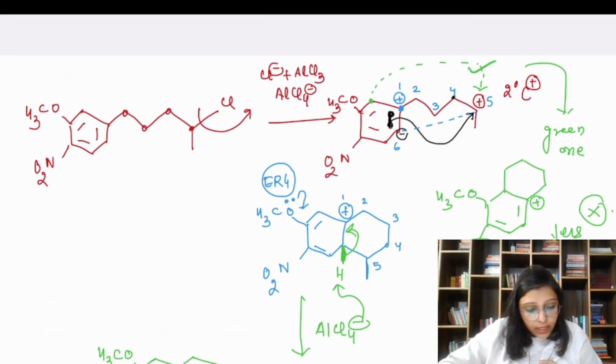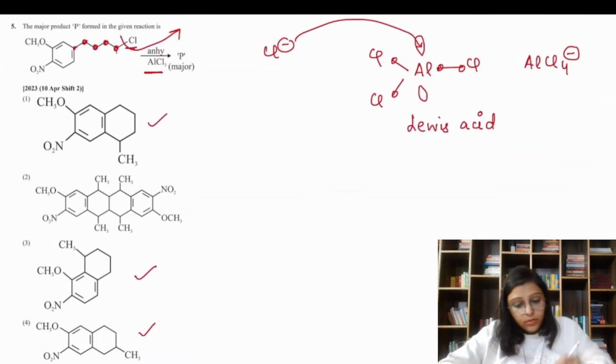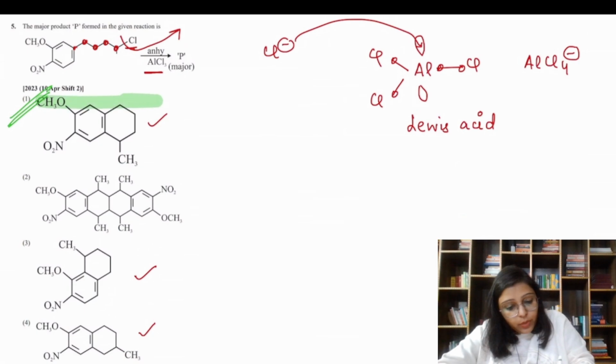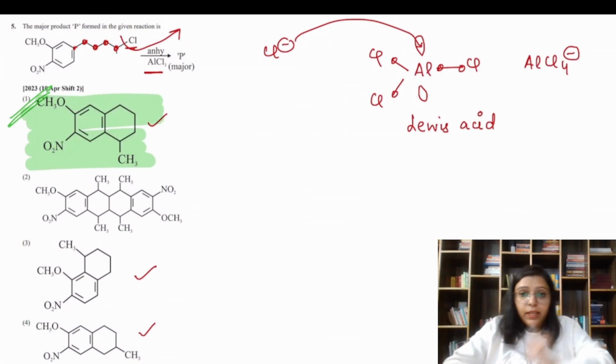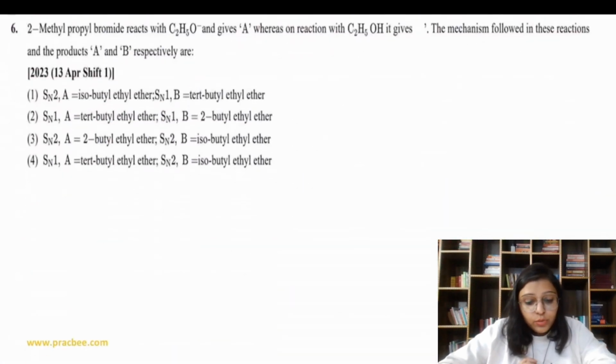So what is going to be the answer? So we get 1. Option 1 is going to be the correct answer. Clear? That's it. Okay. Now moving on to the next question.